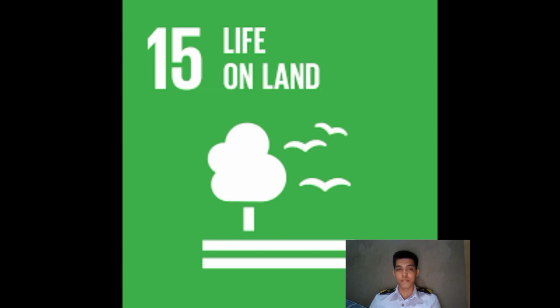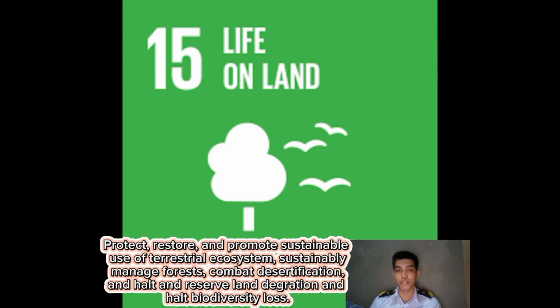So number 15, life on land. Life on land protects, restores, and promotes sustainable use of terrestrial ecosystems, sustainably manages forests, combats desertification, and halts and reverses land degradation and halts biodiversity loss. This goal focuses on preserving terrestrial ecosystems, restoring degraded lands, conserving biodiversity, and combating desertification and deforestation to ensure the sustainable use of land resources. So that's life on land.